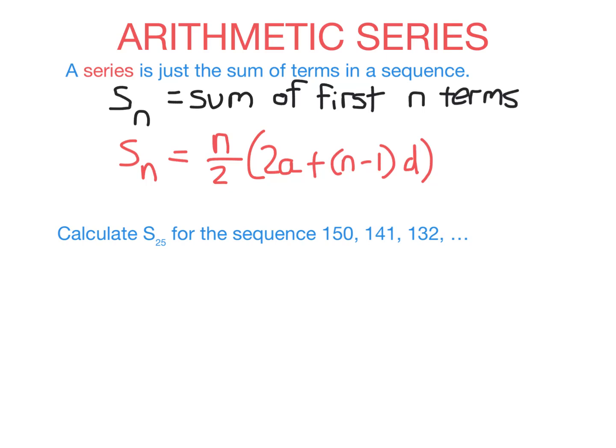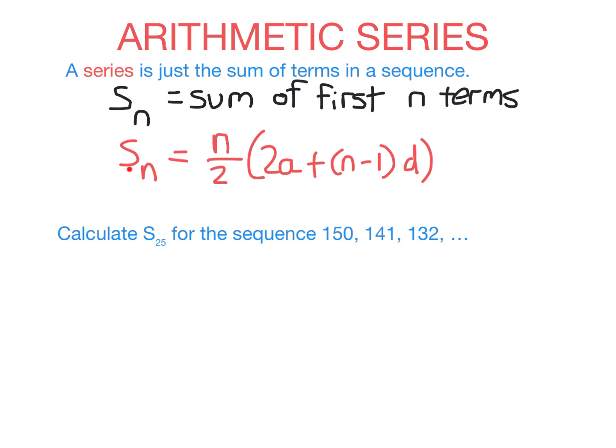Thank you so much for tuning into this video in which we will look at arithmetic series. A series is just the sum of terms in a sequence. We denote it Sn, that means the sum of the first n terms. For an arithmetic series, where you're adding up the terms of an arithmetic sequence, we can use this formula: Sn equals n over 2, (2a plus (n minus 1)d).